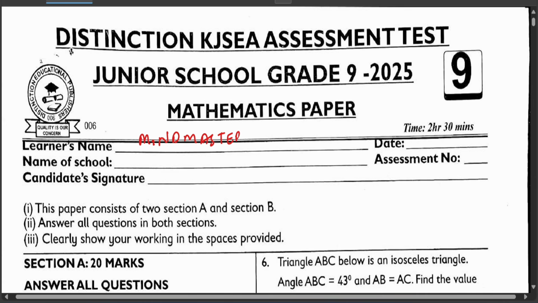Sawa. Leo tunafanya hii paper tunaita distinction ambayo ni 006. Sawa. For those who are doing the grade 9 exams KJSEA, hii paper huwa itawasaidia sana.